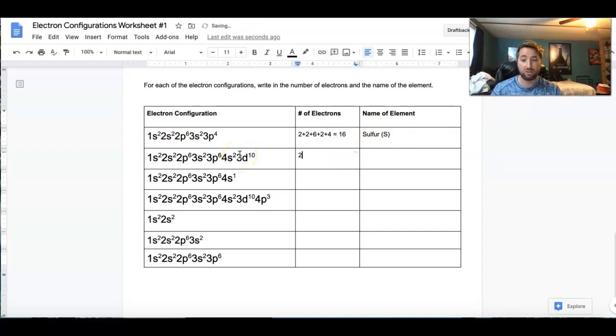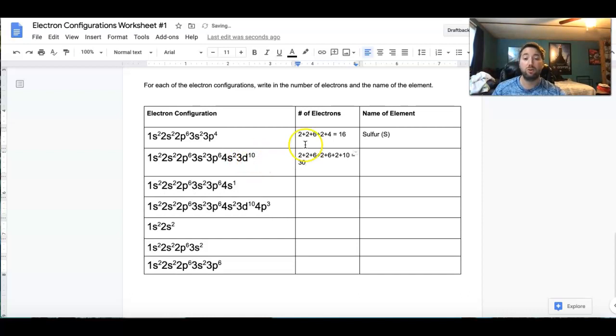Alright, so we've got 2 plus 2 plus 6 plus 2 plus 6 plus 2 plus 10. So now I'm just going to add all those up in my calculator. 2 plus 2 plus 6 plus 2 plus 6 plus 2 plus 10. Alright, and I got 30. Alright, so overall this element has 30 electrons.